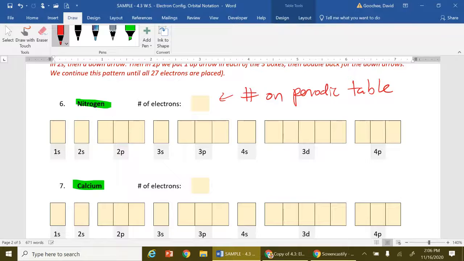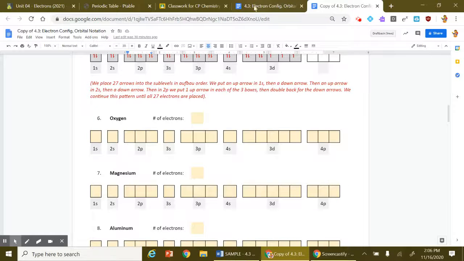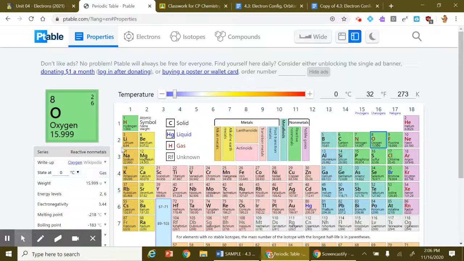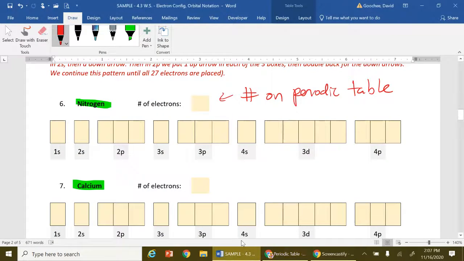All right? Because this is not an ion, so we just assume that its number of electrons is going to be the same as its number of protons. Okay, so let's find nitrogen on the periodic table. Nitrogen is element 7. So it has 7 electrons.